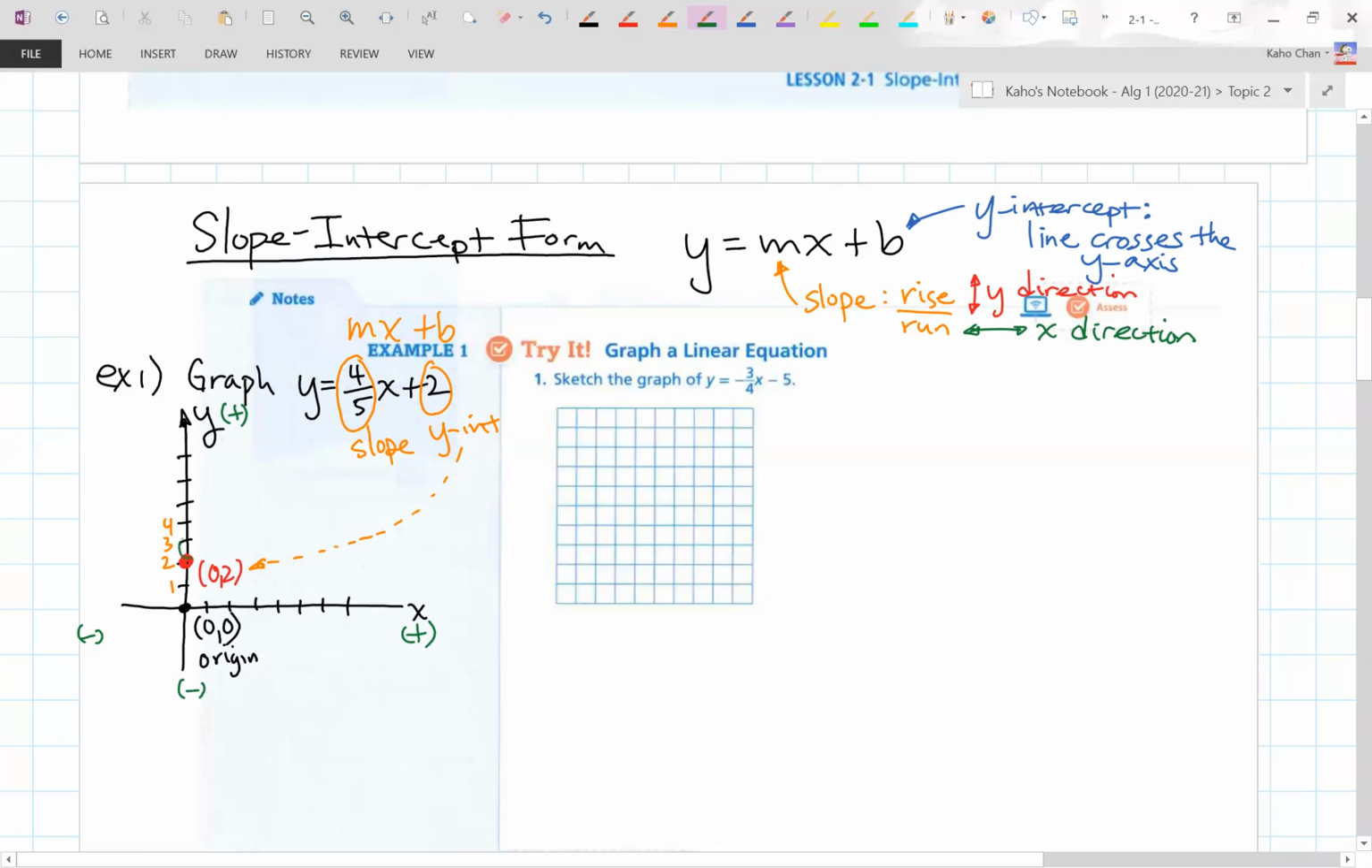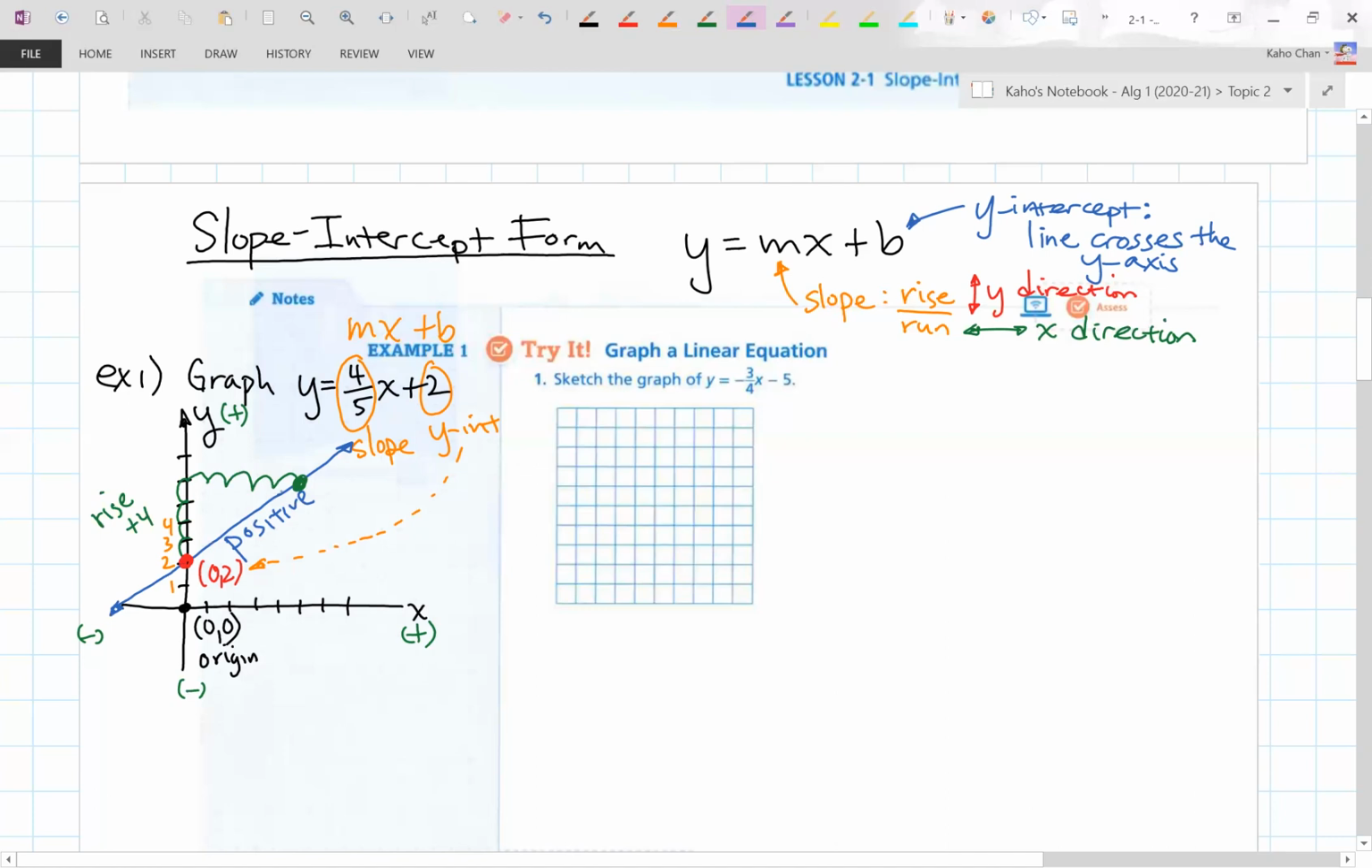Ready? From the y-intercept, 1, 2, 3, 4, that's positive 4 for the rise, and then positive 5 for the run. 1, 2, 3, 4, 5, right there. And all you have to do is connect those two dots, and you're done. This is considered to have a positive slope. It's rising from left to right, and you're done.